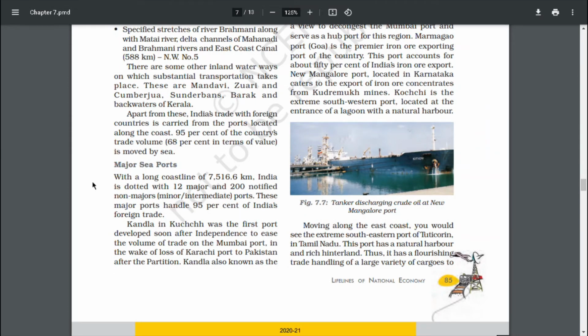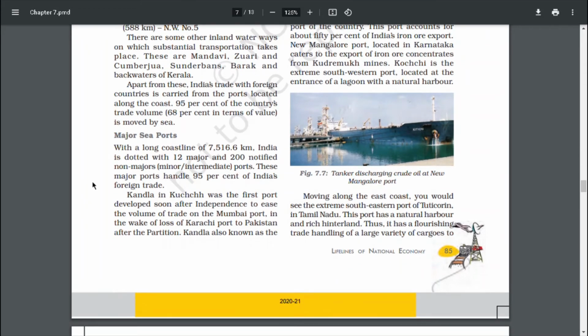There are some inland waterways on which substantial transportation takes place. These are Mandovi, Zuari, and Cumberjua, Sundarbans, Barak, and backwaters of Kerala. Apart from these, India's trade with foreign countries is carried from the ports located along the coast. 95% of the country's trade volume, 68% in terms of value, is moved by sea.